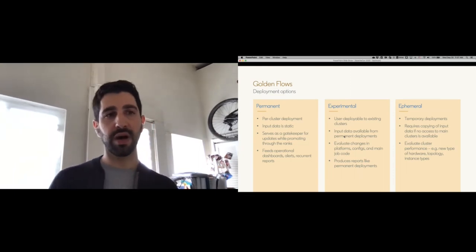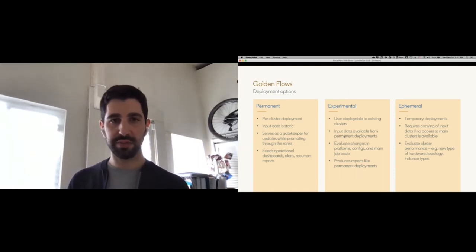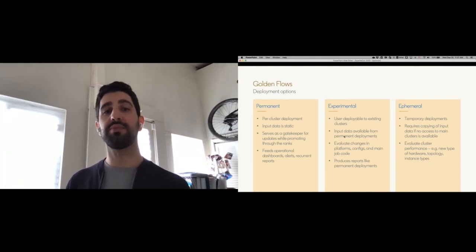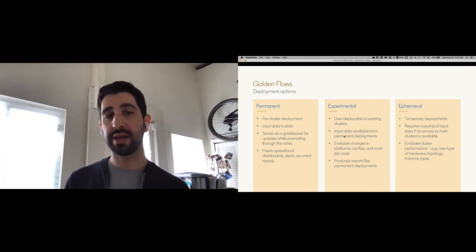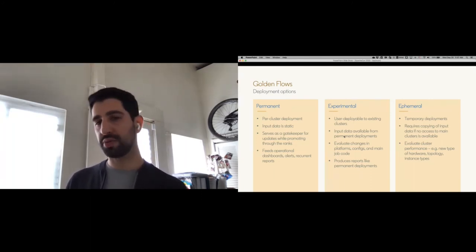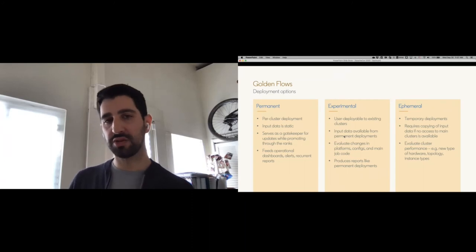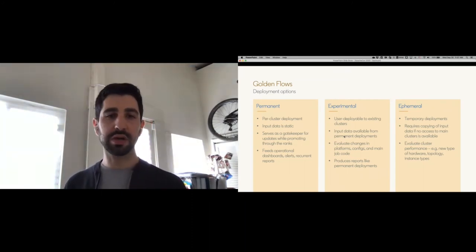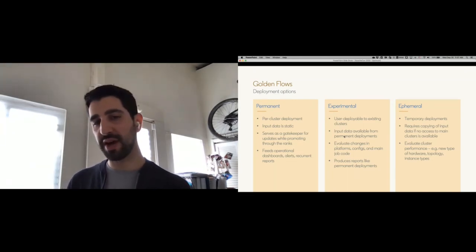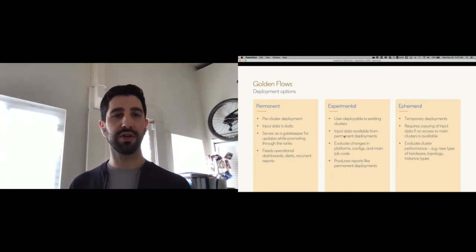So another option for deployment is for experimentation. Users are able to deploy this zip basically to any of our existing clusters, and then customize to run on their particular code or in their particular version or configs that they're trying to test, and kind of figure out what are the changes that they're doing and how they affect runtime of Golden Flows.